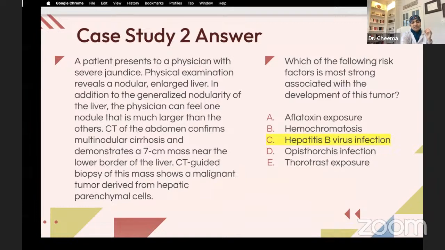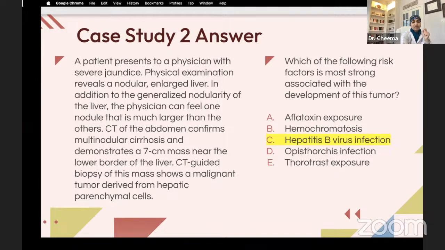It usually develops in the setting of cirrhosis, because of a variety of damaging agents. The most common etiologic factor, both worldwide and in the United States, is infection with hepatitis B or hepatitis C. We don't have a hepatitis C option here, so we just have hepatitis B virus infection. These two, hepatitis B or hepatitis C virus infection, are the most common worldwide.